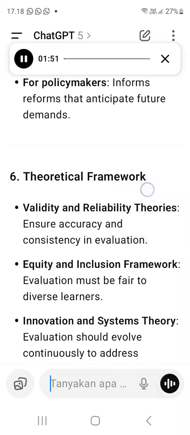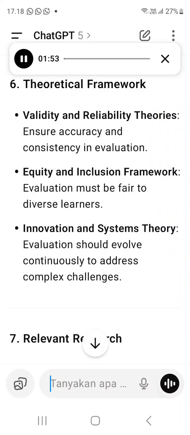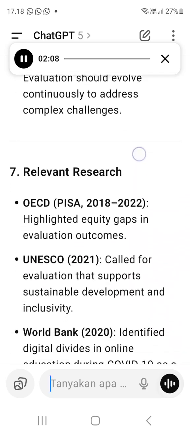6. Theoretical framework. Validity and reliability theories ensure accuracy and consistency in evaluation. Equity and inclusion framework: evaluation must be fair to diverse learners. Innovation and systems theory: evaluation should evolve continuously to address complex challenges.